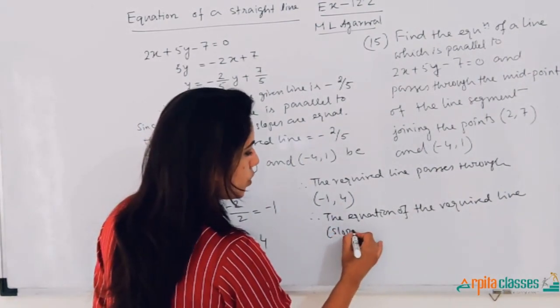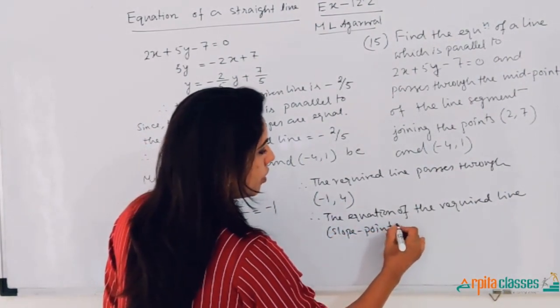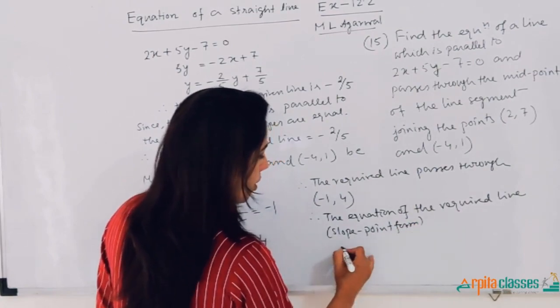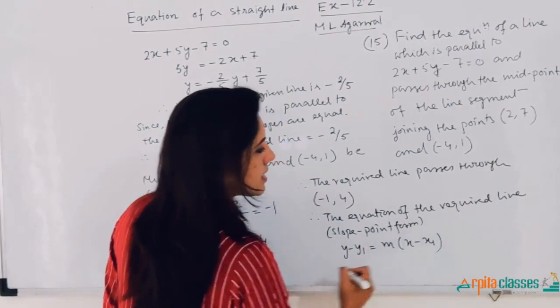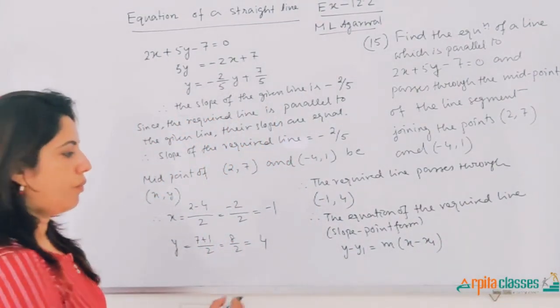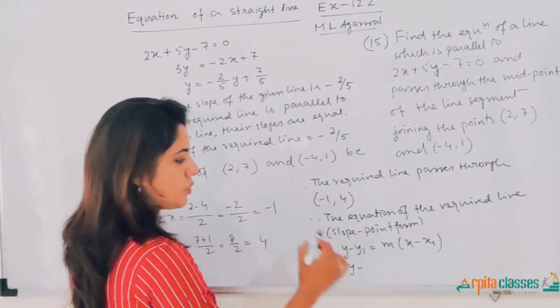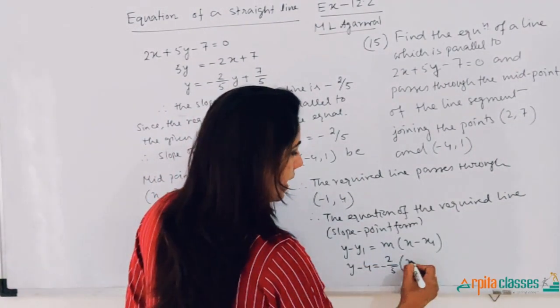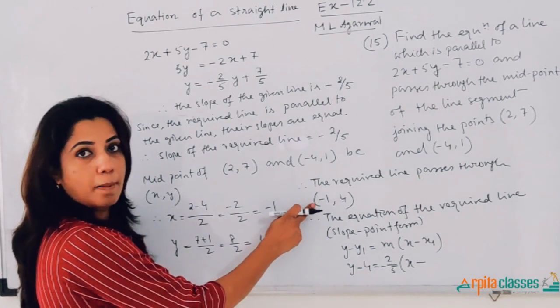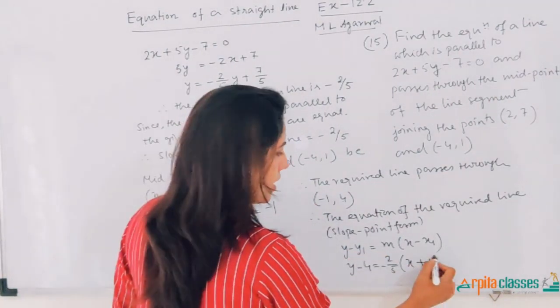So you can write down slope point form. First you are going to write down the form: y minus y1 is equal to m whole into x minus x1. So y minus y1 is y minus 4, is equal to m, which is your minus 2 upon 5, into x minus x1, where x1 is minus 1, so x plus 1 it will be.